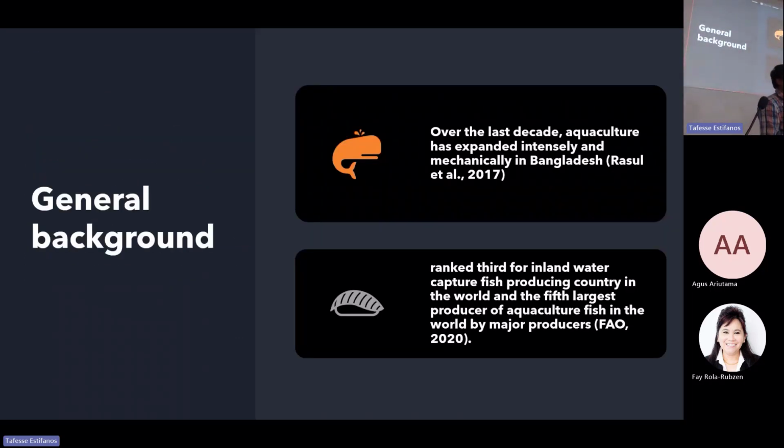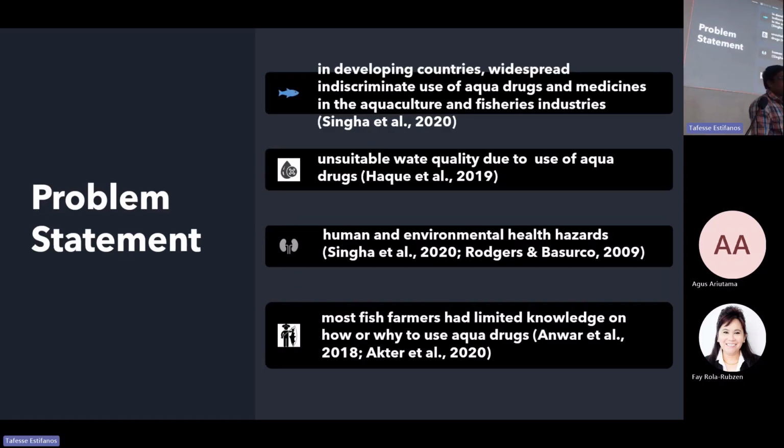Before starting the core part, I want to share some general background of aquaculture status in Bangladesh. Over the last decade, aquaculture has expanded intensely and mechanically in Bangladesh. You'll be delighted to know that Bangladesh is now third in inland capture of fish species, as well as ranked fifth in the world for aquaculture fish production. So this is the current scenario, but there is a huge issue regarding the antibiotics and gas reducers used in the fish farms by the farmers.